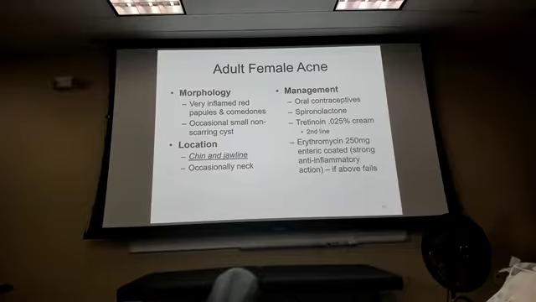okay? Morphology: very inflamed red papules and comedones, occasional small non-scarring cysts. Usually this occurs on the chin and the jawline. They can also get it on the neck, but location of the chin and jawline is one of the top ones. Management-wise, if they are not pregnant, then we can use some of the oral contraceptives.